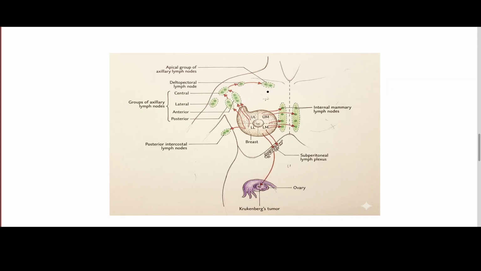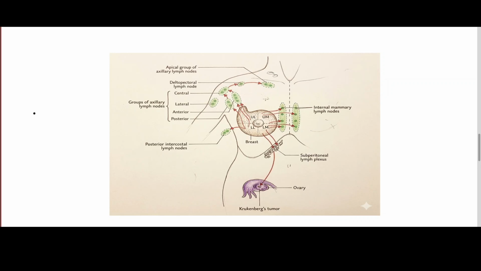Then from the apical group of lymph nodes, it now enters the supraclavicular lymph nodes, located somewhere here. And from these supraclavicular lymph nodes, this lymph now returns through major lymphatic ducts. It returns back into the bloodstream. So basically, that's how the lymph of the breast flows.